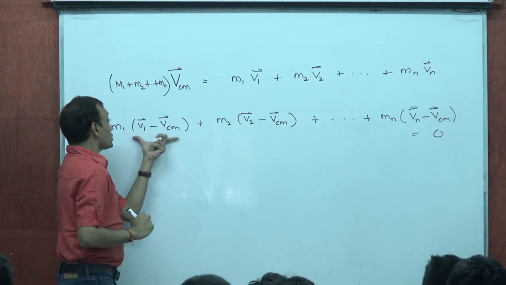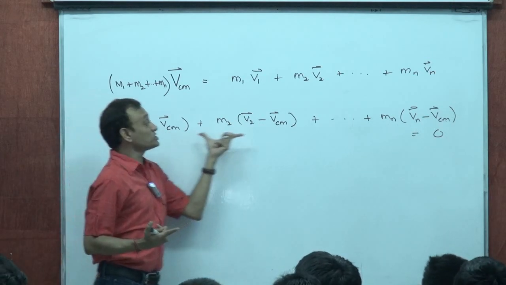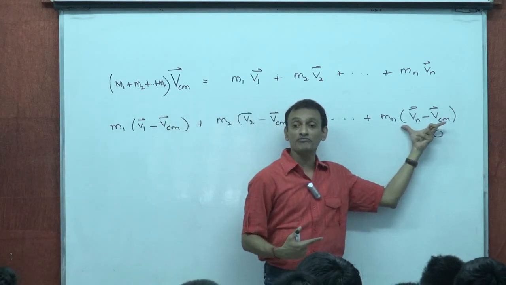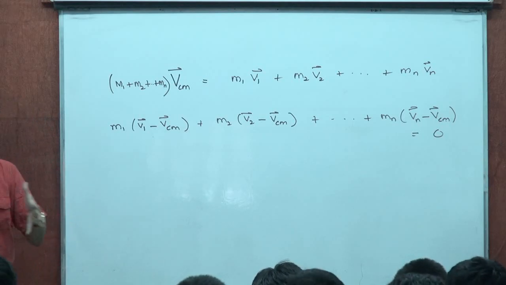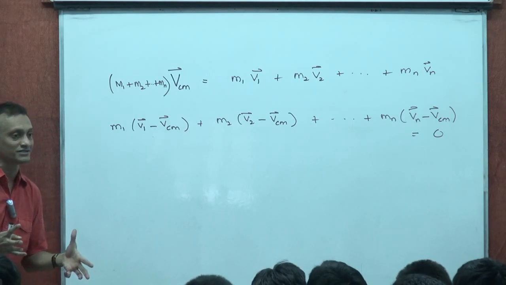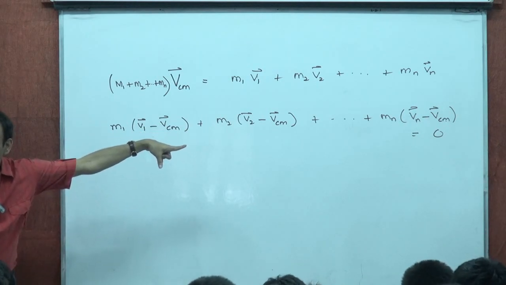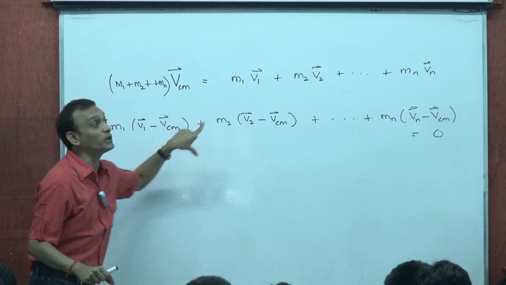What is this? This is the linear momentum of m1 in the center of mass frame. This is the linear momentum of m2 in the center of mass frame. Linear momentum of mn in the center of mass frame, which really means that the linear momentum of a collection of particles in the center of mass frame will always be 0. The linear momentum in the center of mass frame of a collection of particles will always be 0.